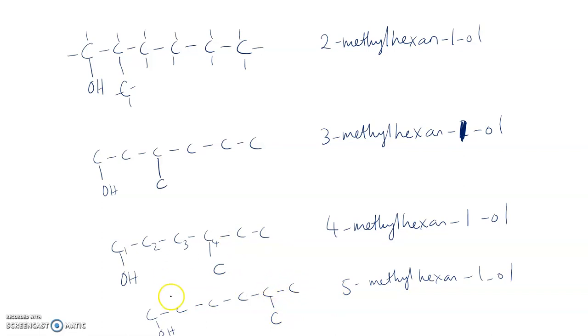But don't forget, I can also shorten it one more to make 2 branches. And I can shorten it again to make 3 branches. So there are actually so many options, so many isomers that can come out of this C7H15OH.